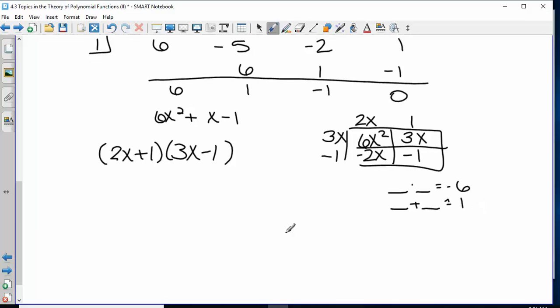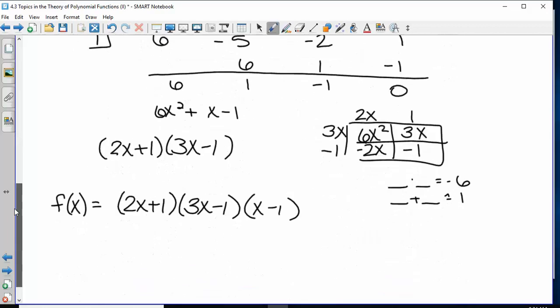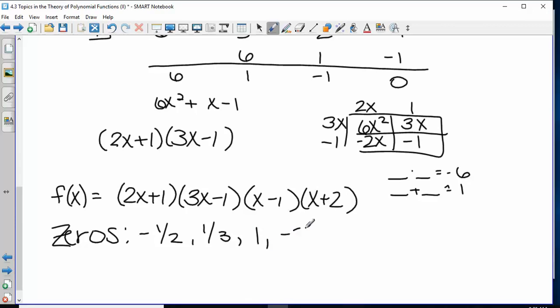Alright. So, our factored form. We have the 2x plus 1. We have 3x minus 1. What else do we have? X minus 1. It was an x to the 4th, we got 4 parentheses. My zeros, what makes 2x plus 1 equal 0? What about 3x minus 1? X minus 1? And x plus 2.